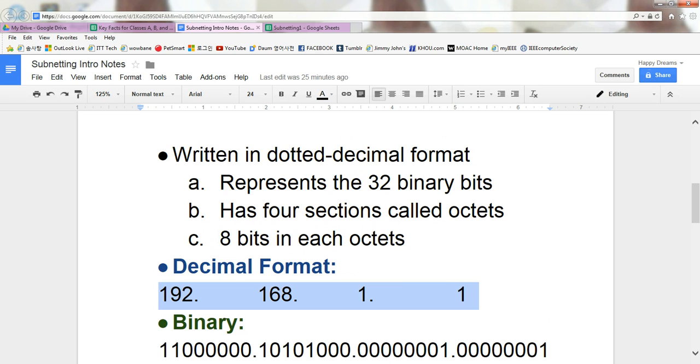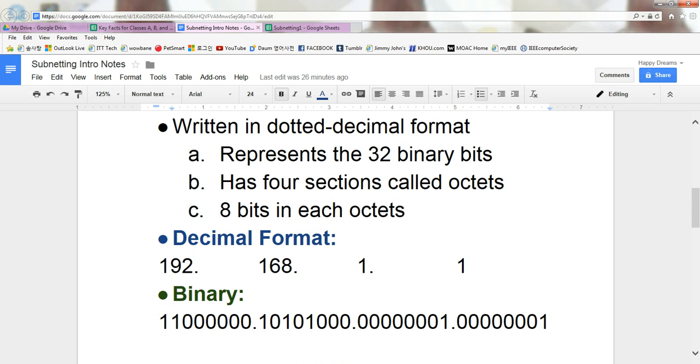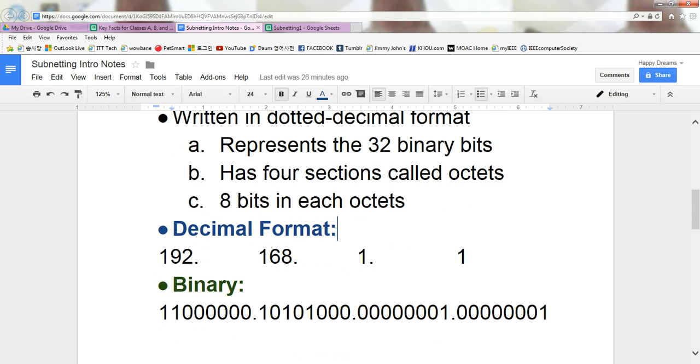You're familiar with this, right? An IP address, like 192.109 dot certain numbers. So that's what they mean by dotted decimal format. And it has 4 sections called octets, which means this one, 192, this right here is an octet. This right here is an octet. This right here is an octet. Right here is an octet. This one is an octet also. That's what it means.